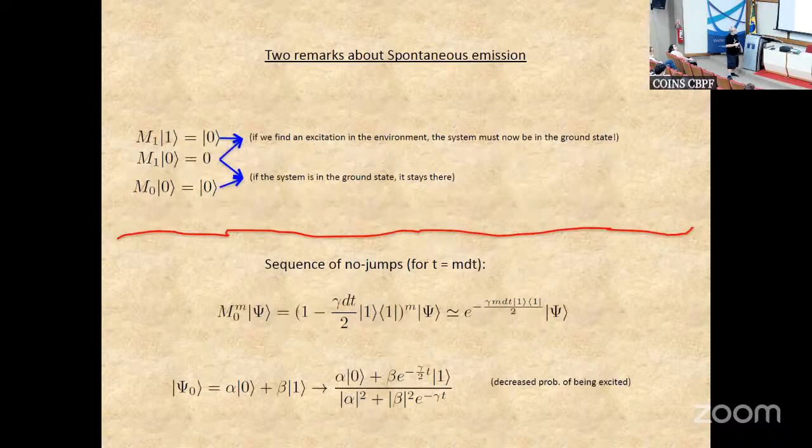Fine. So as I said, two remarks. One of them is that if I have a jump, the system is now in the ground state and it stays there. And if I have a no jump, then I have to correct the sequence. This I have covered already.